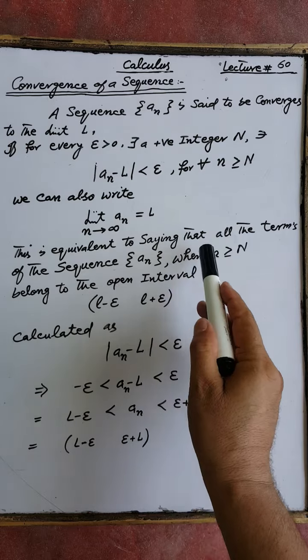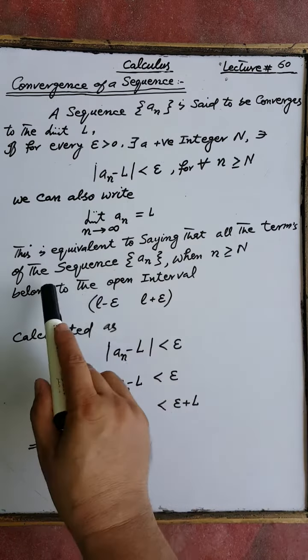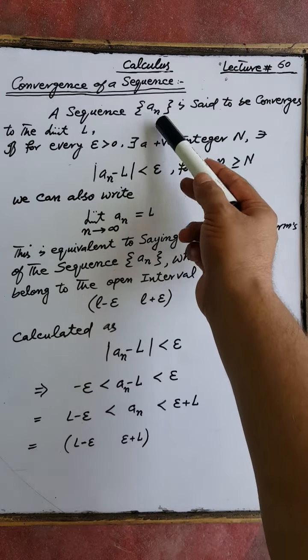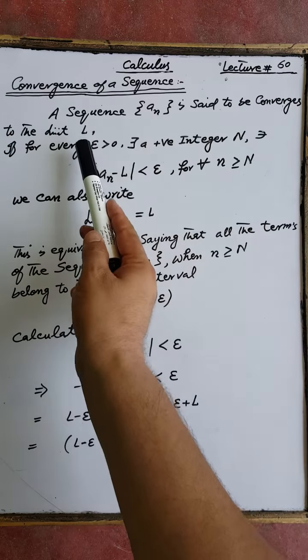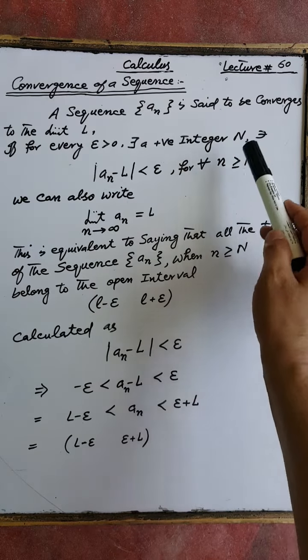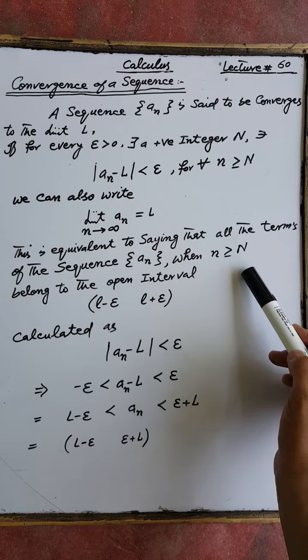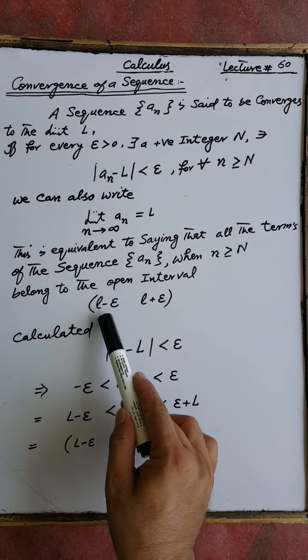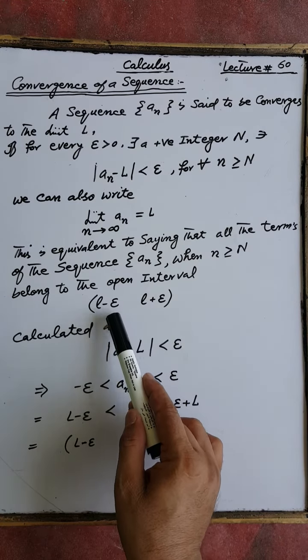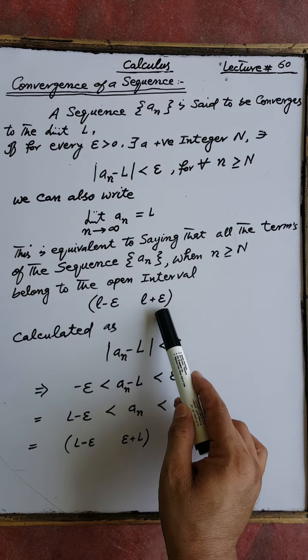This is equivalent to saying that when the sequence a_n converges to the point L, all the terms of the sequence a_n for n greater than or equal to N belong to the open interval from L minus epsilon up to L plus epsilon.